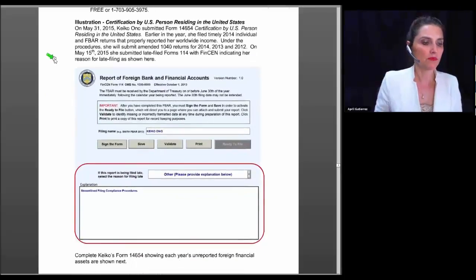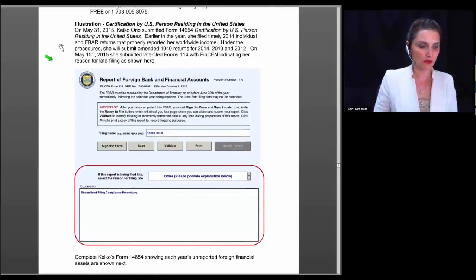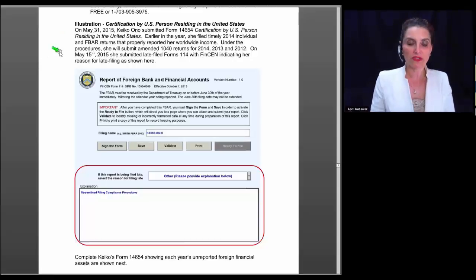So continuing on with our illustration for Keiko Ono, she submitted Form 14654, certification by a U.S. person residing in the United States, and earlier in the year she filed her timely 2014 individual and FBAR returns that properly reported her worldwide income. Though under the procedures, she's supposed to file amended returns for the most recent 3 years. So the only thing I can figure is that even though 2014 was correct, she still needs to submit an amended 2014, and obviously nothing's changed, so the balance due with 14 will be 0.